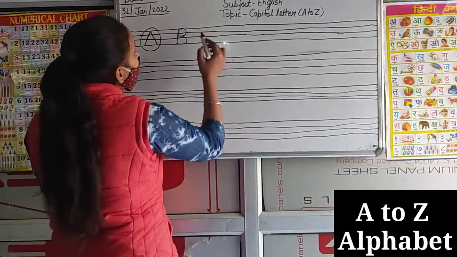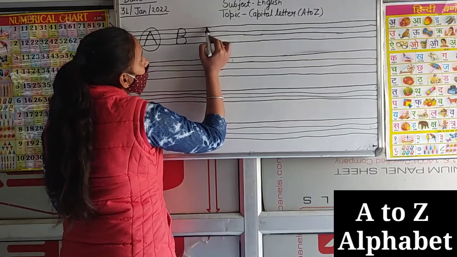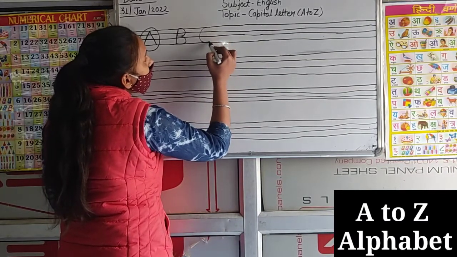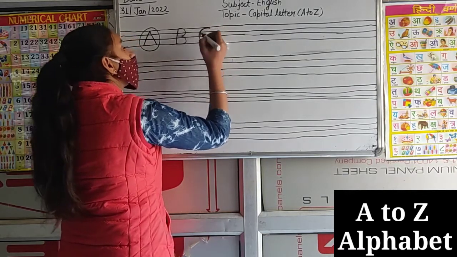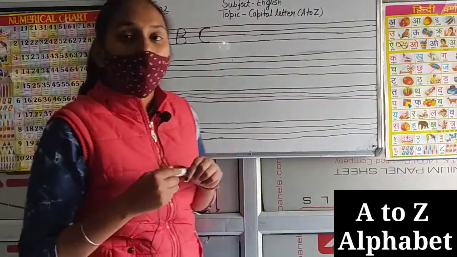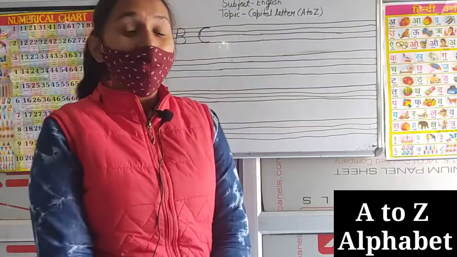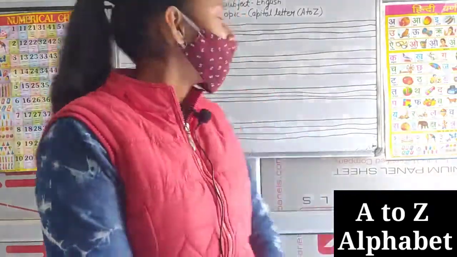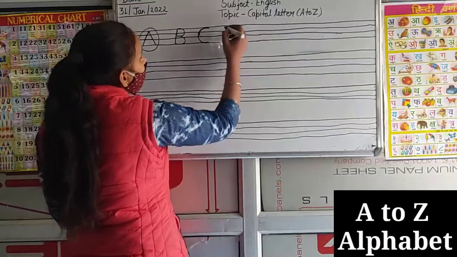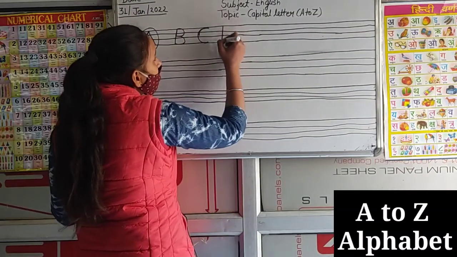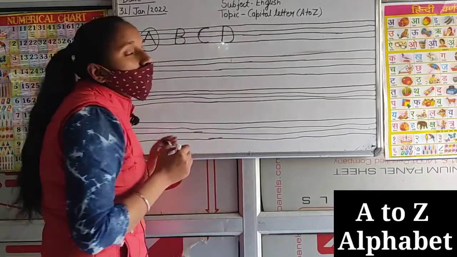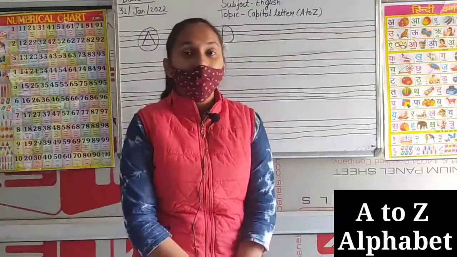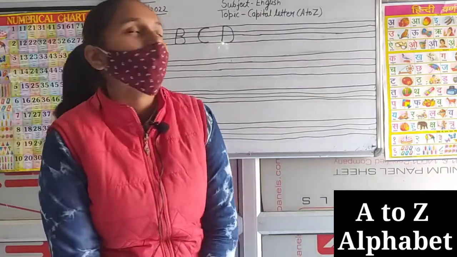And the next letter is C. C for cat. And the next letter is D. D for dog.